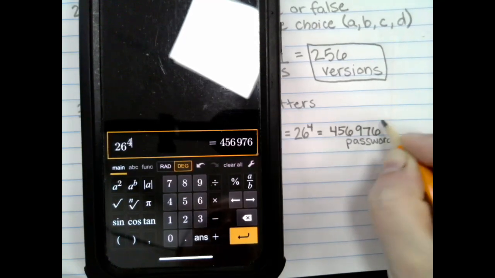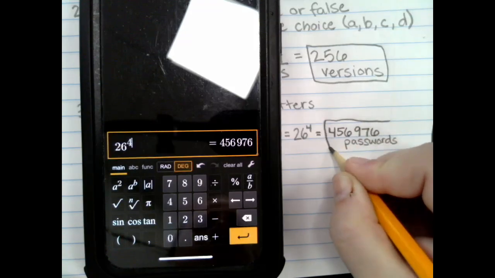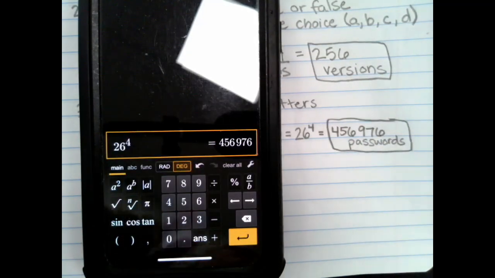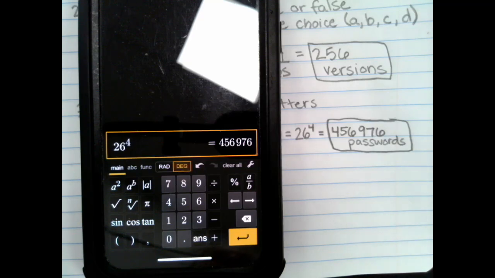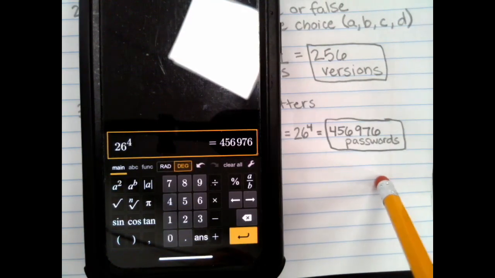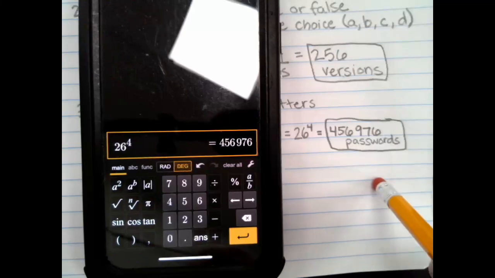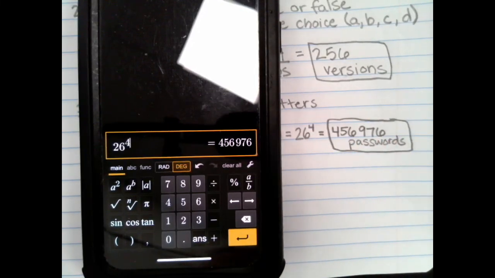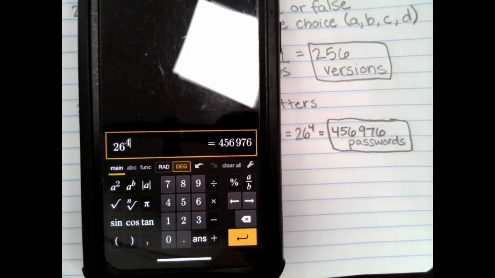So this is back in the day, 4-letter passwords used to be fine because we didn't have computers going through and doing it. If a computer was going through and trying to hack into your account and you only used 4 capital letters, there's not that many passwords for a computer to go through. They could do that pretty quick, to go through about 500,000.